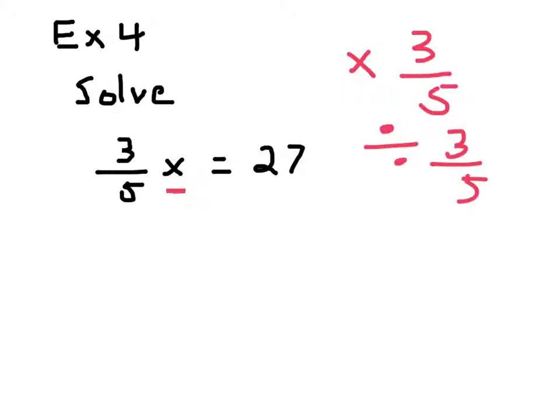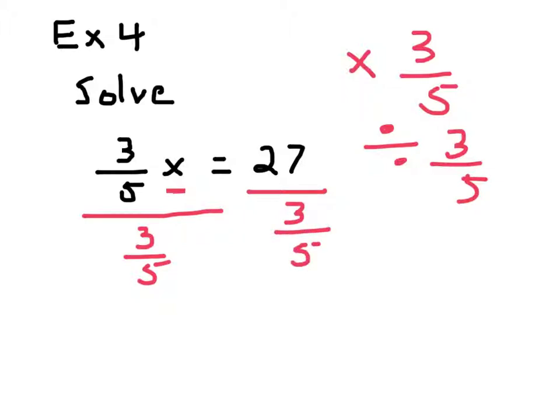So what I need to do here is divide both sides by 3/5. And we're getting away from using the division symbol. We're using the division bar, which is typically used in algebra, geometry, calculus, and so on. All right, now if I multiply by 3/5 and divide by 3/5, they cancel. All I have left is x on the left side. Now the algebra part of it, or I should say the arithmetic part of it, is to figure out what 27 divided by 3/5 is.